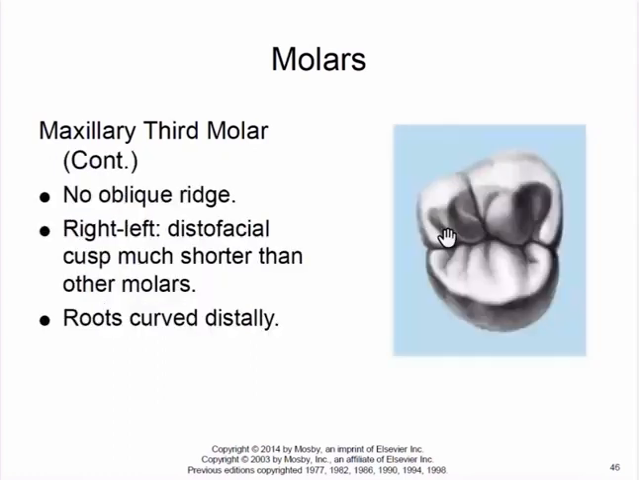And you will see right from left according to the roots, which curve distally, and according to the much smaller distobuccal cusp. The distobuccal is much smaller than the mesiobuccal cusp. We also have, in the maxillary molars, the heart-shaped appearance, and you will see, as we said, more tertiary anatomy, more wrinkles or supplementary grooves in the third molars.